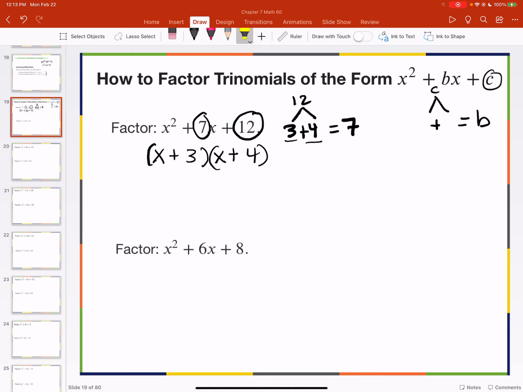So how can you test it? You can multiply this out using the box method, FOIL, or whatever you want, and you'll realize you get back to the original.